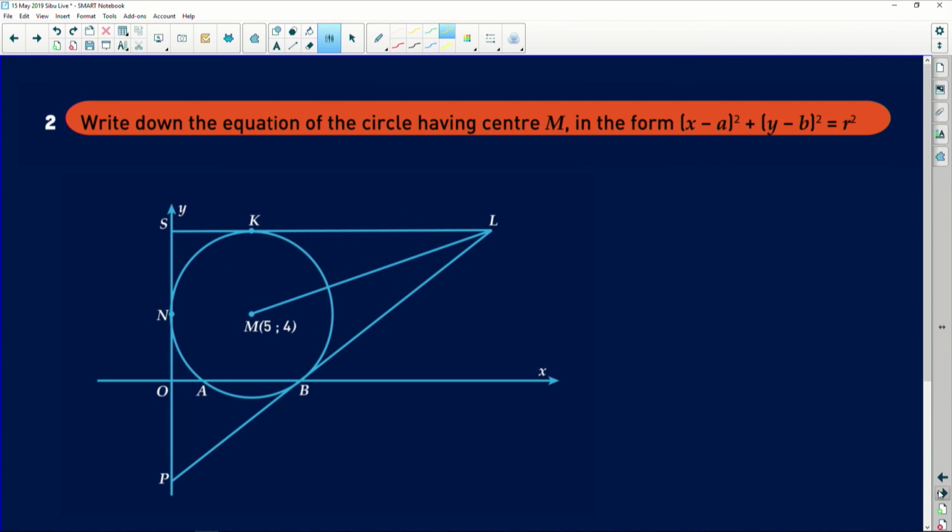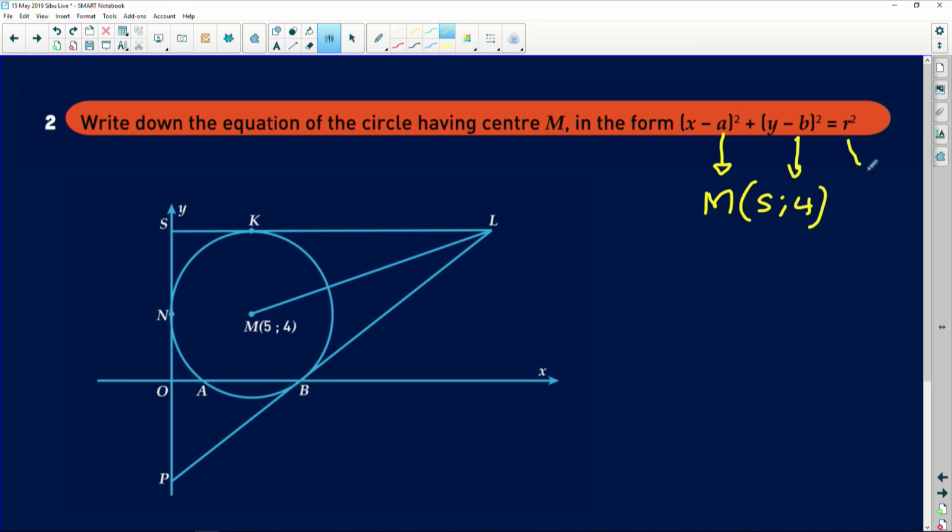Right. The next question says to us, write down the equation. Now we need to find the equation of the circle having the center M, in the form (x − a)² + (y − b)² = r². If you were listening very well, we were told from the previous video that this a and this b are coordinates of the center. And our center is M there. Since these are the coordinates of the center, the first one is 5 and the second one is equal to 4. I already have the coordinates of the center.